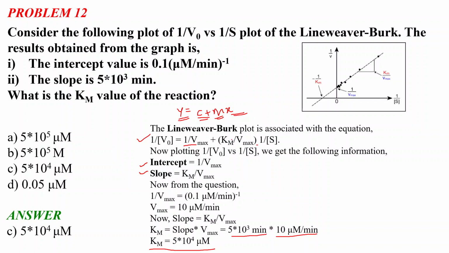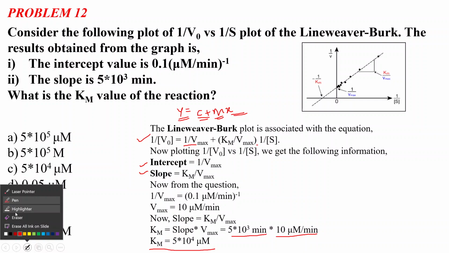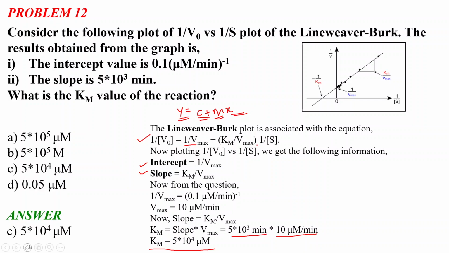Again, I am just discussing the Lineweaver-Burk plot. Another plot can be given, with other values of slope and intercept, but just remember it is very easy. Just write the equation in the form y equals mx plus c. See what is plotted on the y axis and what is plotted on the x axis, and from that equation you know the slope and intercept. From the data given to you, you can easily calculate the values that are asked. Okay, so that is it.